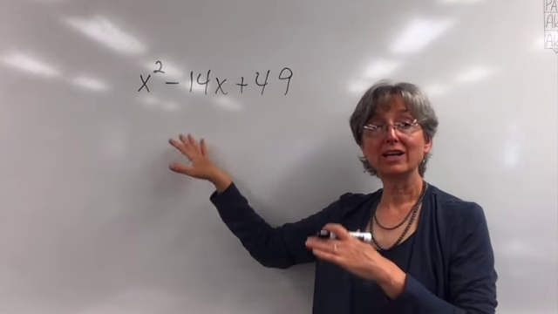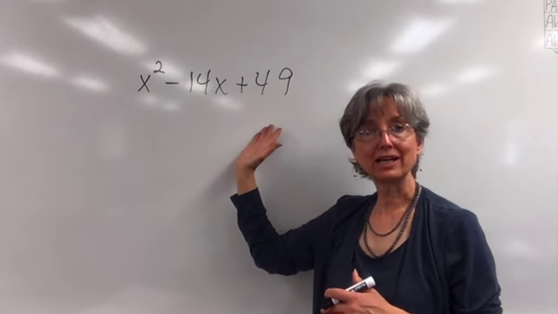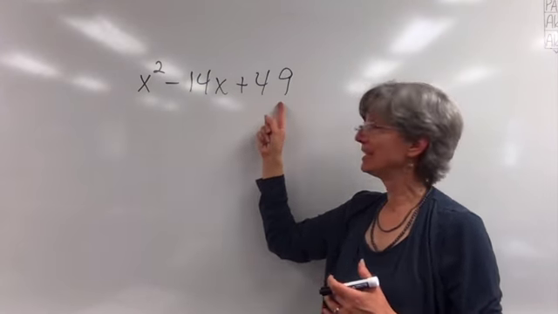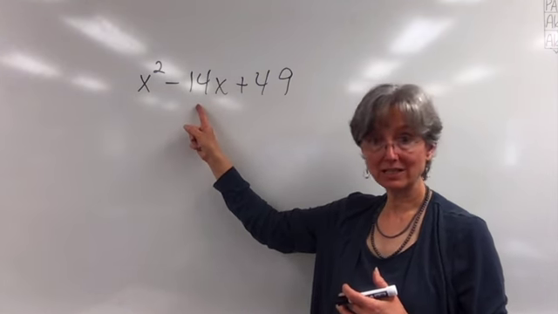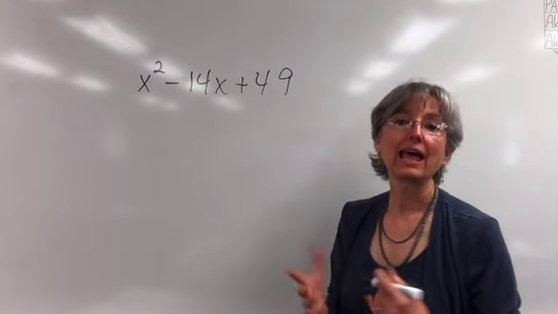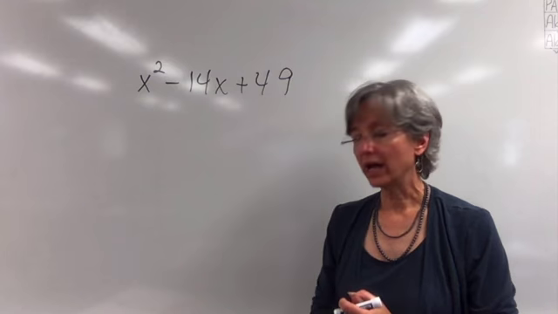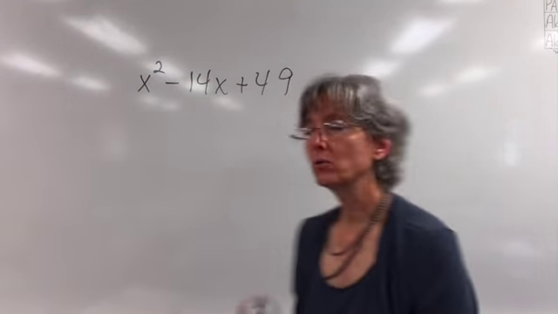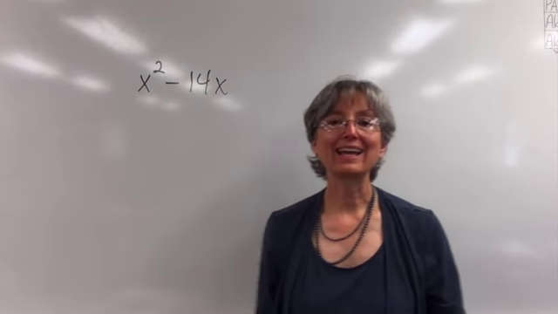Okay, remember I showed you that this factors to be x minus 7 times x minus 7. And we found that because 7 times 7 is 49, and negative 7 plus negative 7 is negative 14, and that's how we knew it was x minus 7 times x minus 7. What I want to do is say, let's say we don't know what this number is. We want to figure out what that number would have to be.